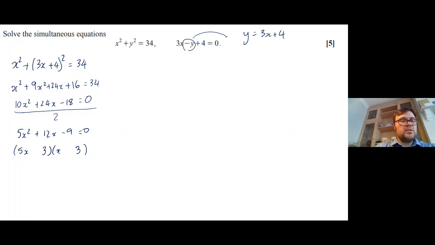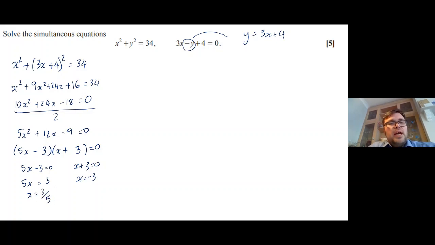Let's work out the sign. So I need it to be plus 12. So that's going to be 15, take away 3. So this is going to be my plus, and this is going to be my minus, and then that's equal to 0. Again, solving it. 5x minus 3 equals 0. X plus 3 is equal to 0. X equals minus 3. 5x equals 3. X equals 3/5. We've worked out the x values. Now let's work out the y values using y.